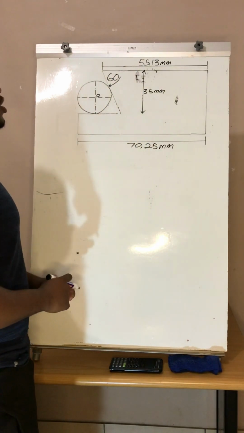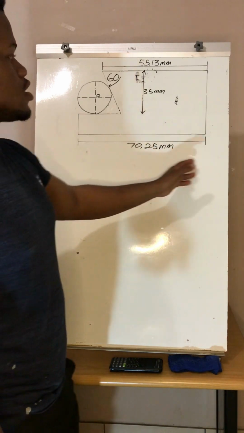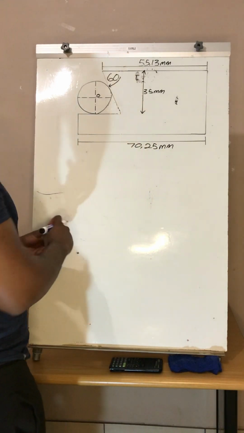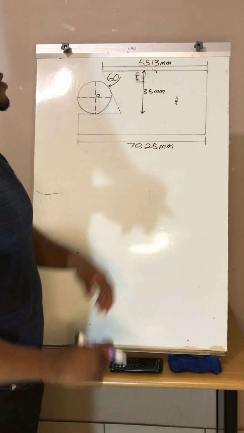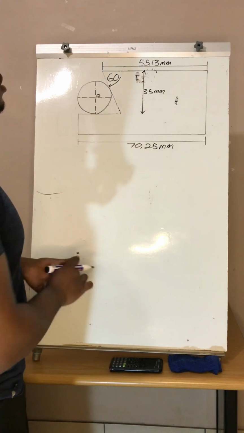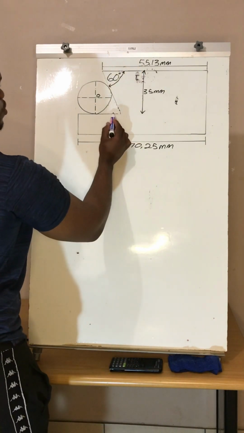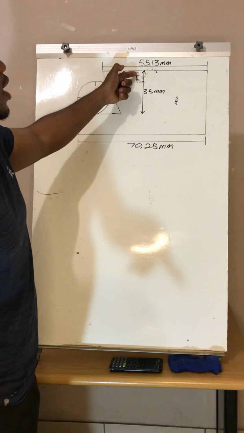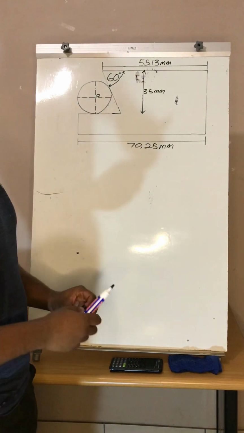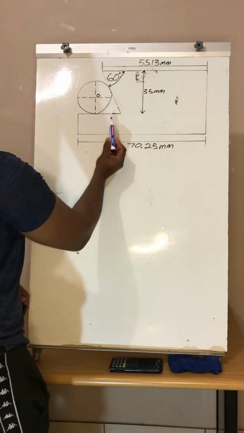As we are given, the length from where the diagram starts to where it ends is 70.25 millimeters, and the length from here to there is 55.13 millimeters. The angle formed here is 60 degrees, and that's all that we're given. And the length from here to there is 35 millimeters. Okay, so first off, we will start by finding this angle right here.